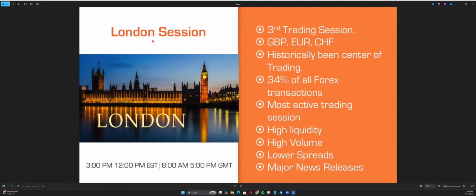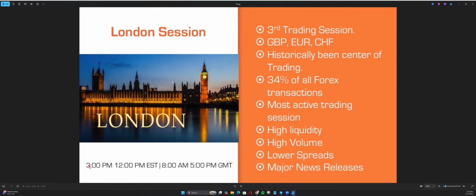Yeah. London has the largest, actually, before New York. So 34% of all Forex transactions, it is the most active trading session. It usually has high liquidity, high volume, lower spreads, and major news is usually released within this trading time frame.